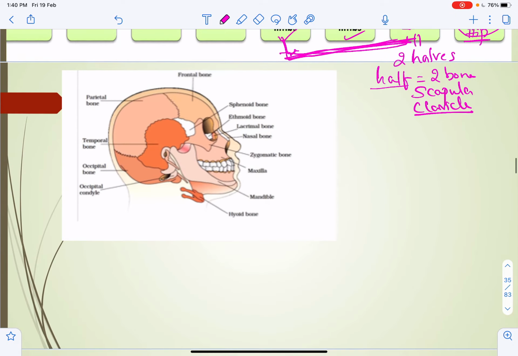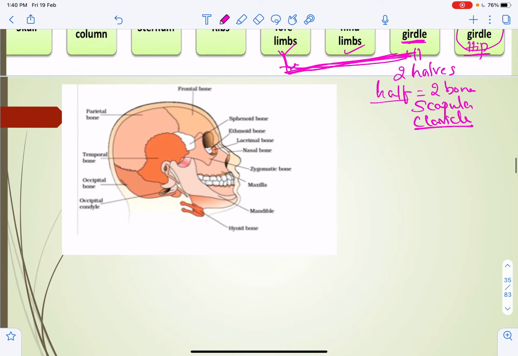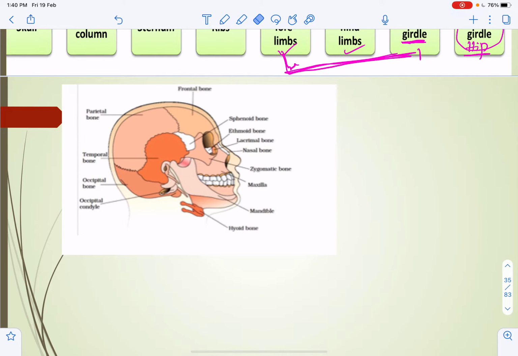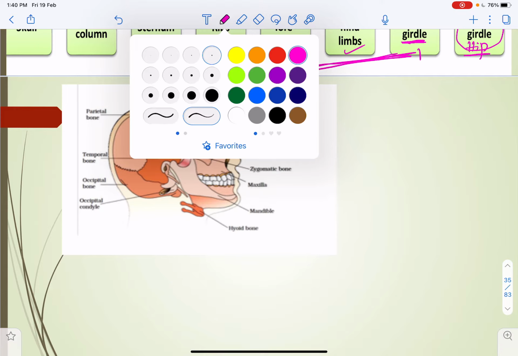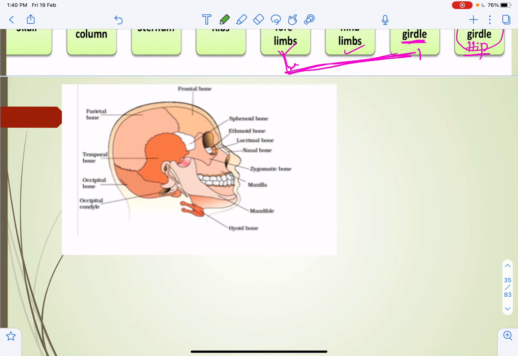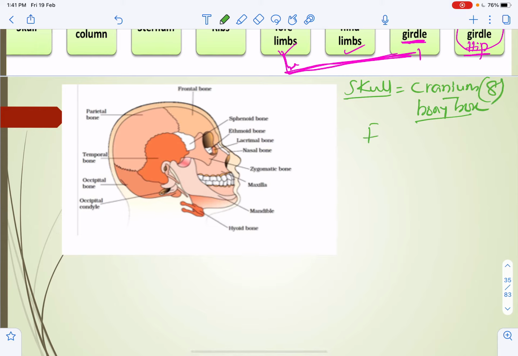Let us move on to the skull. As we know, the skull mainly includes the cranium, that is the bony box, where the different structures are present. In the cranium there are 8 bones. And then the face, that is the facial bones.